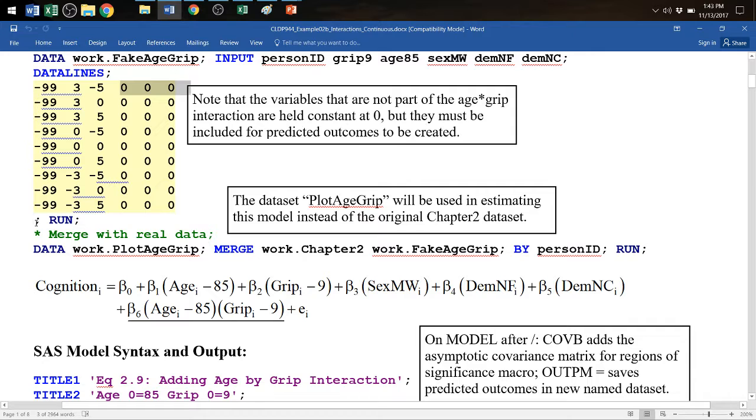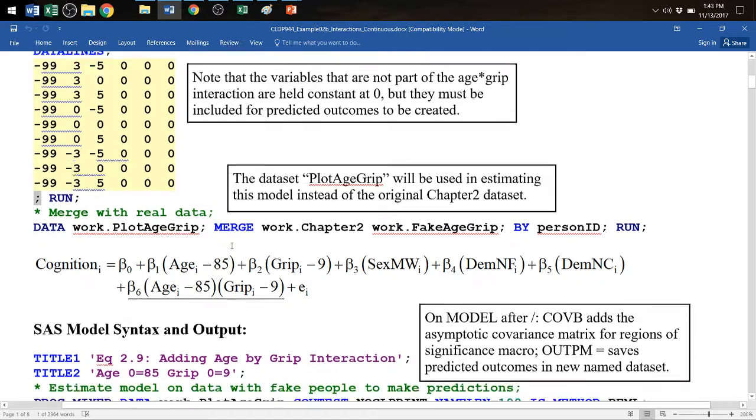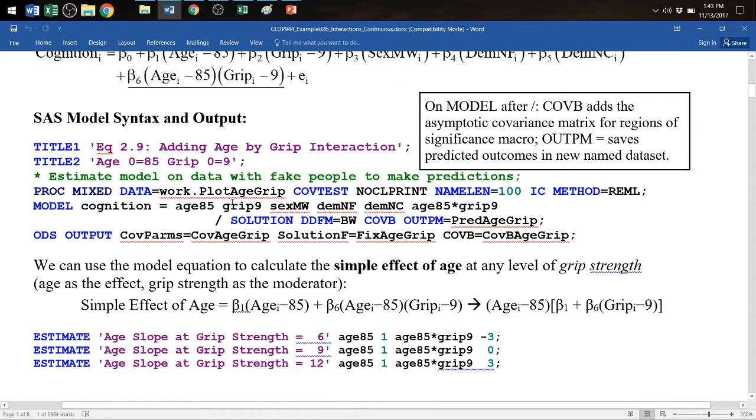A semicolon goes separately on the next line and then run. And then I merge these fake people into my real data set. So from this point forward, my models are being run on the combined data set of the real people and the fake people.